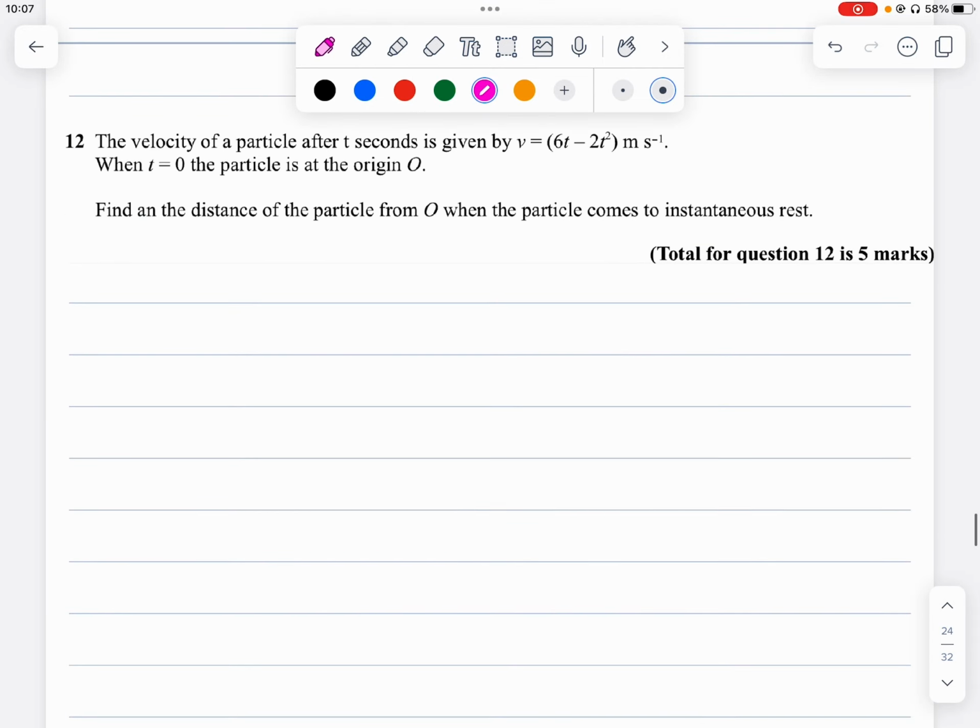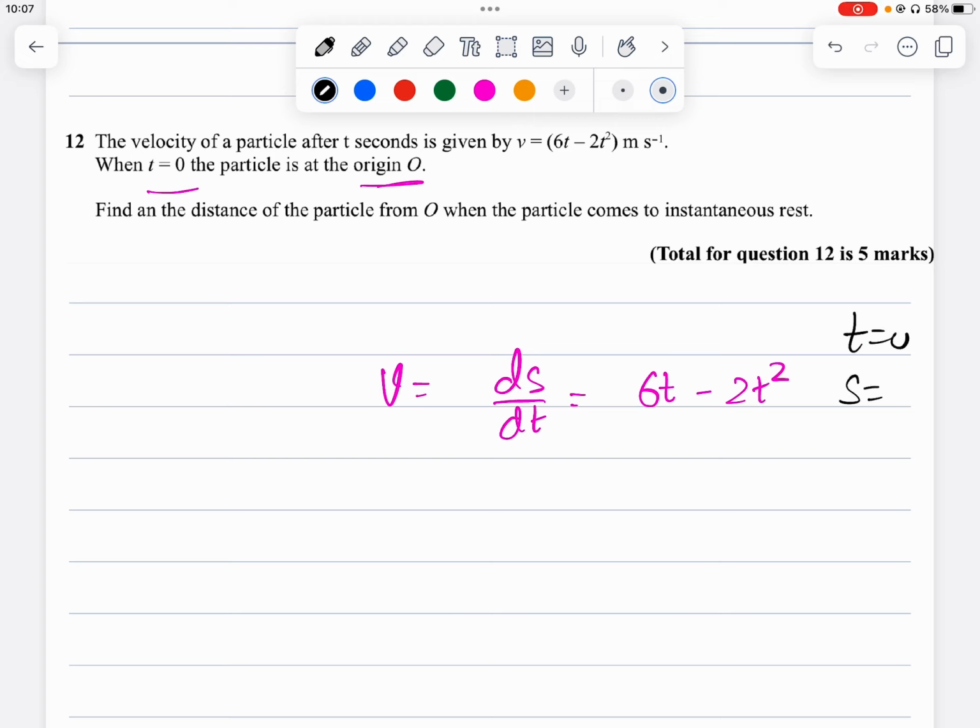Question number 12. The velocity of a particle after t seconds is given. Velocity means ds upon dt is 6t minus 2t square. At t equals 0, the particle is at origin. What does it mean? t equals 0, s equals 0. Find the distance of the particle from O when the particle comes to instantaneous rest.